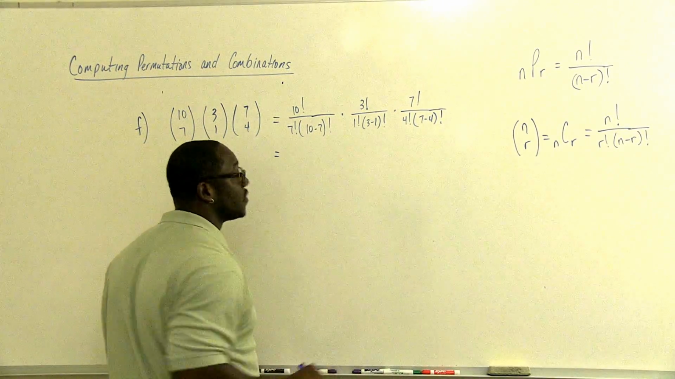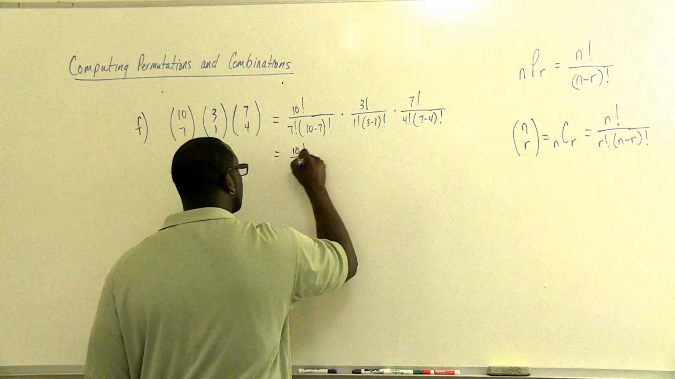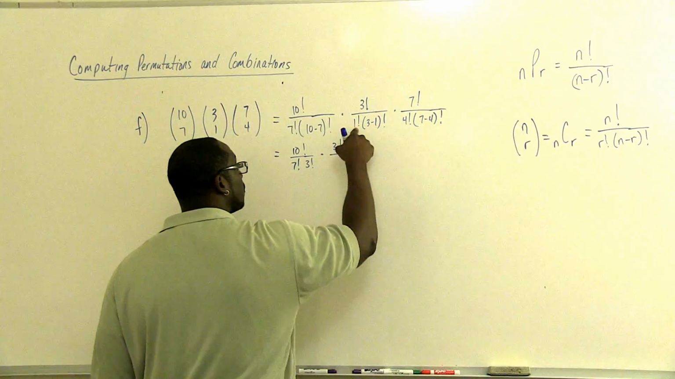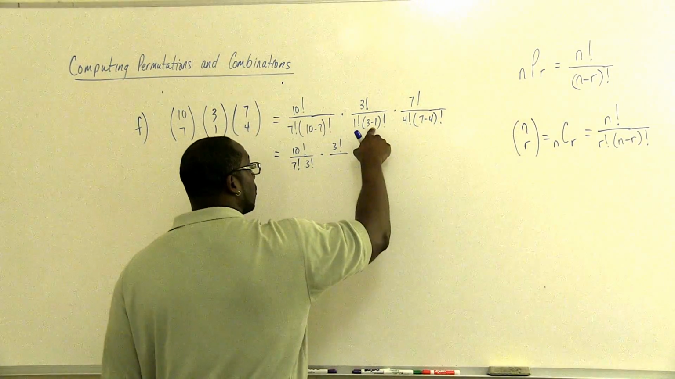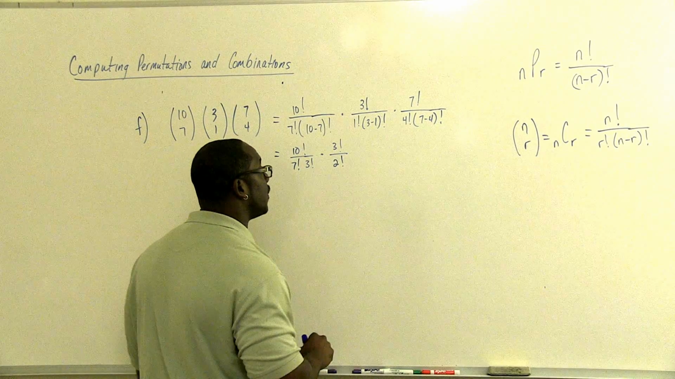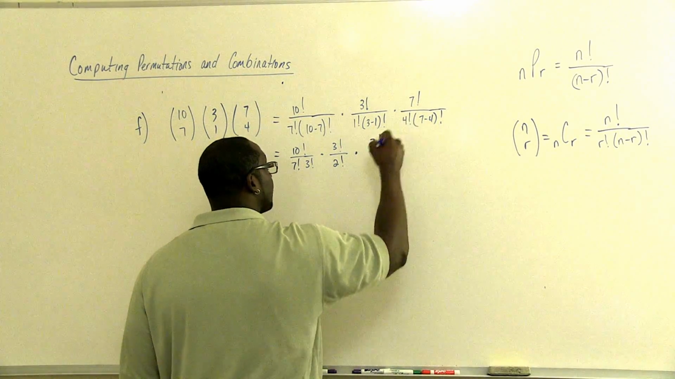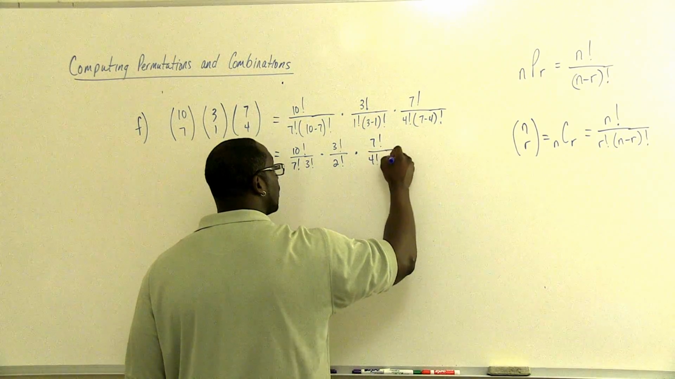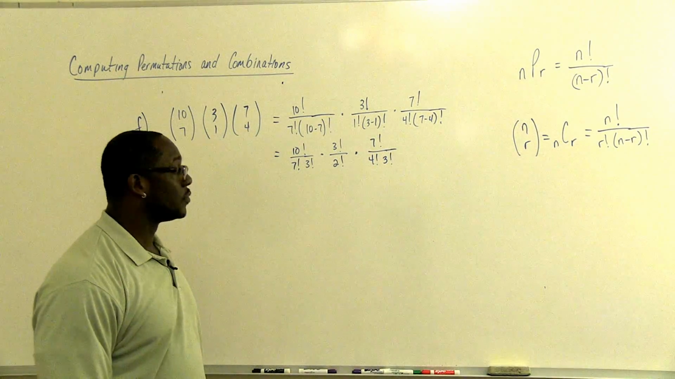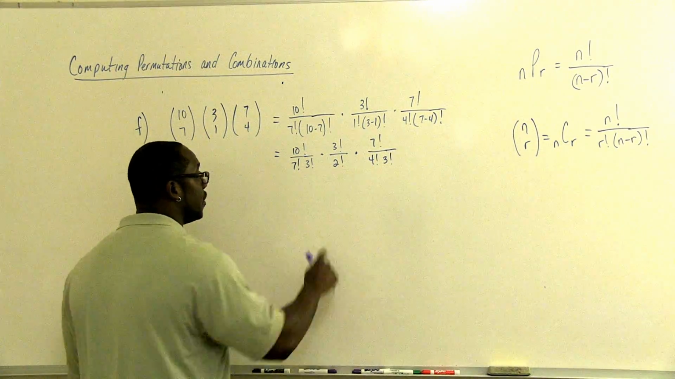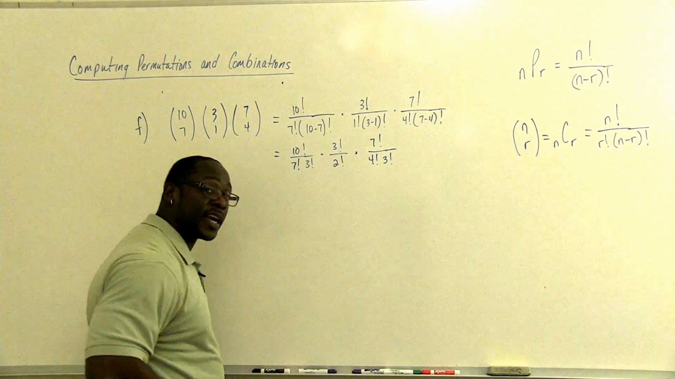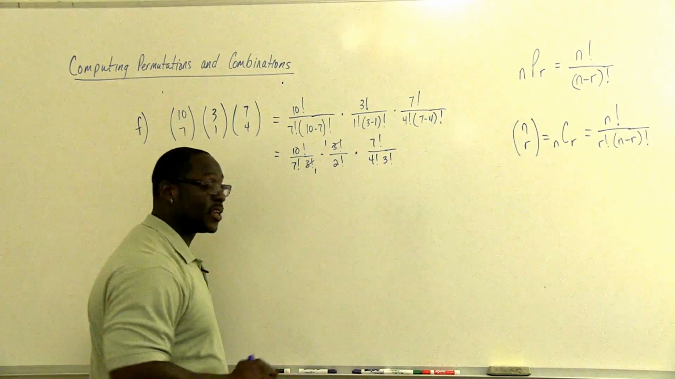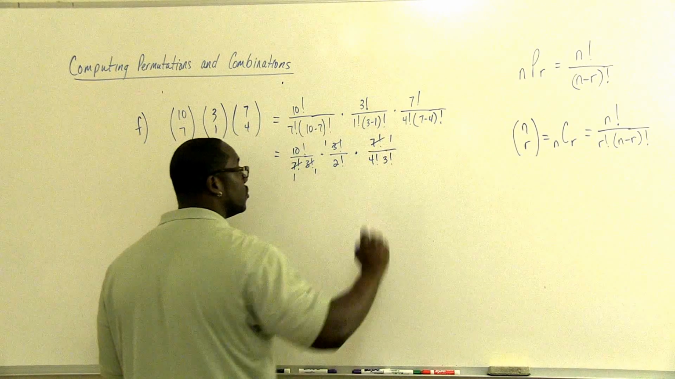And so here we know that 10 minus 7 is 3. So 3 factorial, 3 factorial. 1 factorial is just 1. And of course, 3 minus 1 is 2 factorial. 7 factorial over 4 factorial times, once again, 3 factorial. And so now, if you notice, we're in a situation where we have this 3 factorial and that 3 factorial being able to reduce to 1. And we also have this 7 factorial and that 7 factorial being able to reduce to 1.